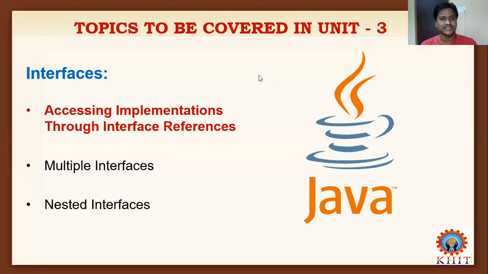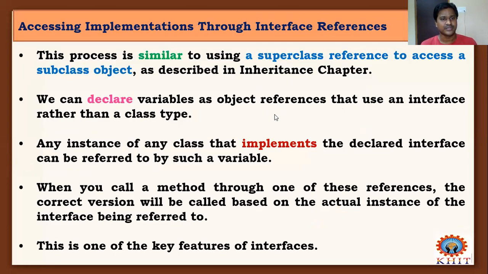First topic, accessing implementations through interface references. The process of accessing implementations through an interface reference is similar to the concept we used in classes, where a superclass reference can access a subclass object. In the same way, we are going to discuss this process. And we can declare variables as object references that use an interface rather than a class type.